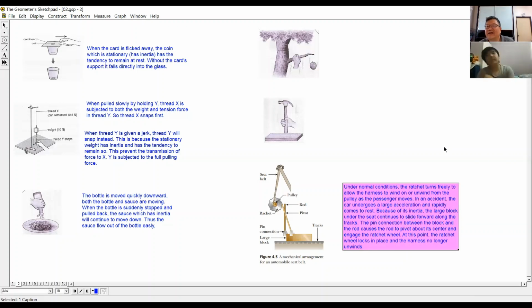Under normal conditions, the ratchet turns freely to allow the harness to wind on or unwind from the pulley as the passenger moves. In an accident, the car undergoes a large acceleration and rapidly comes to rest. Because of its inertia, the large block under the seats continues to slide forward along the tracks. The pin connection between the block and the rod causes the rod to pivot about the center and engage the ratchet wheel. At this point, the ratchet wheel locks in place and the harness no longer winds.